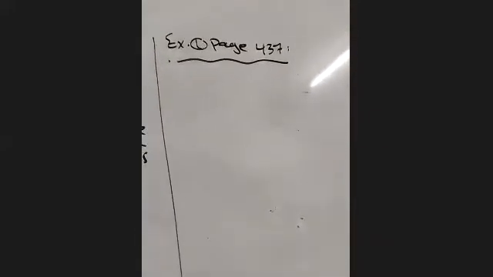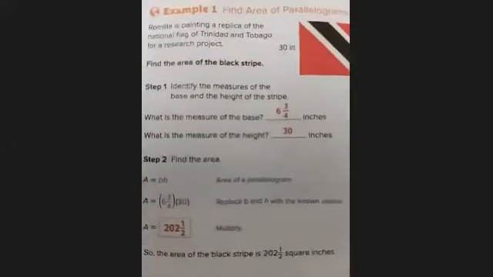Example 1. Romila is painting a replica of the national flag of Trinidad and Tobago for a research project. Romila is painting a replica of the national flag of Trinidad and Tobago for a research project. Find the area of the black stripe, right?